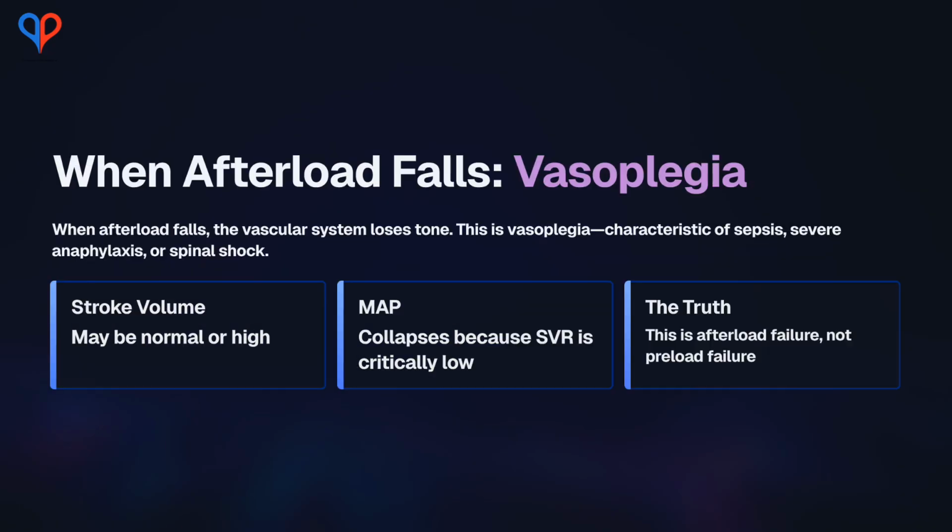When afterload falls, the vascular system loses tone. This is vasoplegia, characteristic of sepsis, severe anaphylaxis, or spinal shock. Stroke volume may be normal or high, but MAP collapses because systemic vascular resistance is critically low. This is afterload failure, not preload failure.